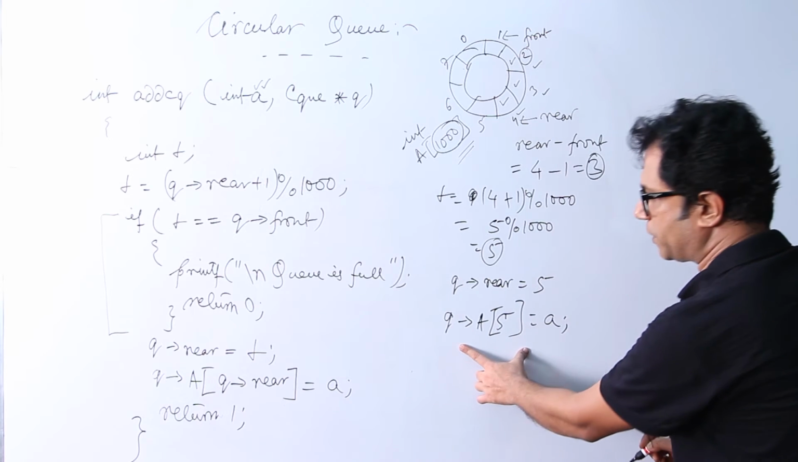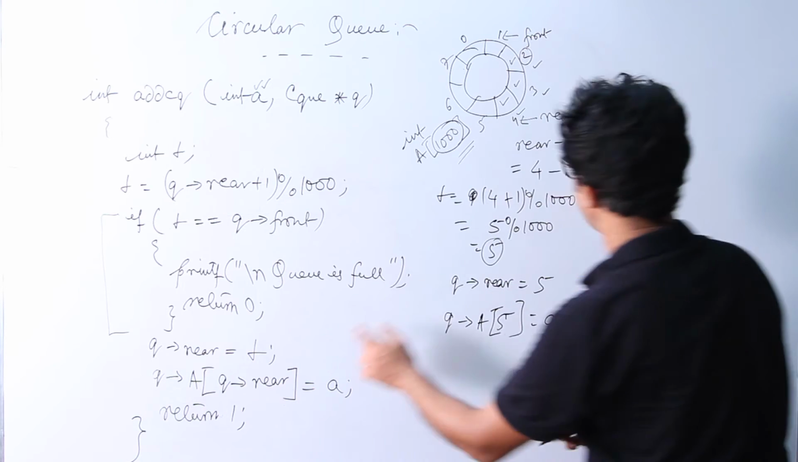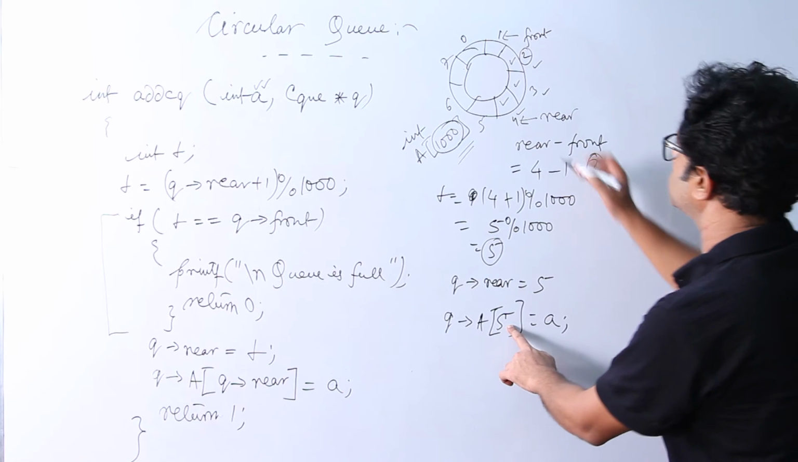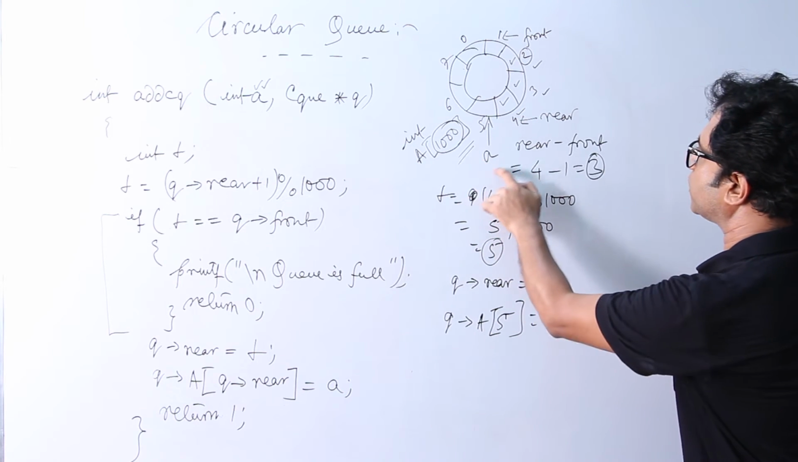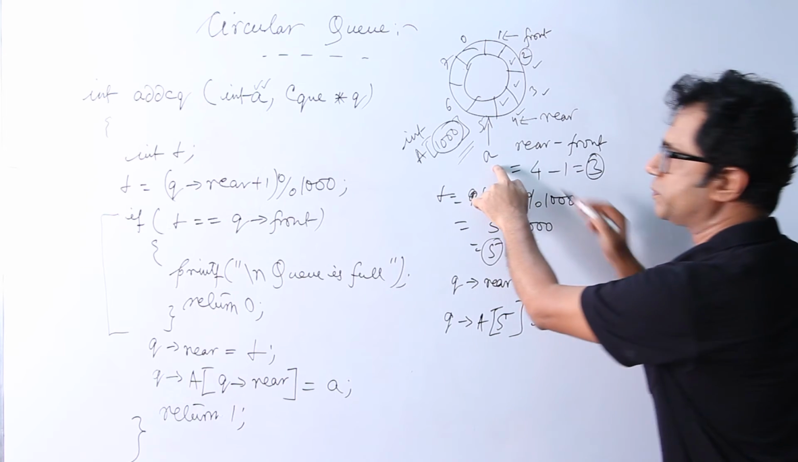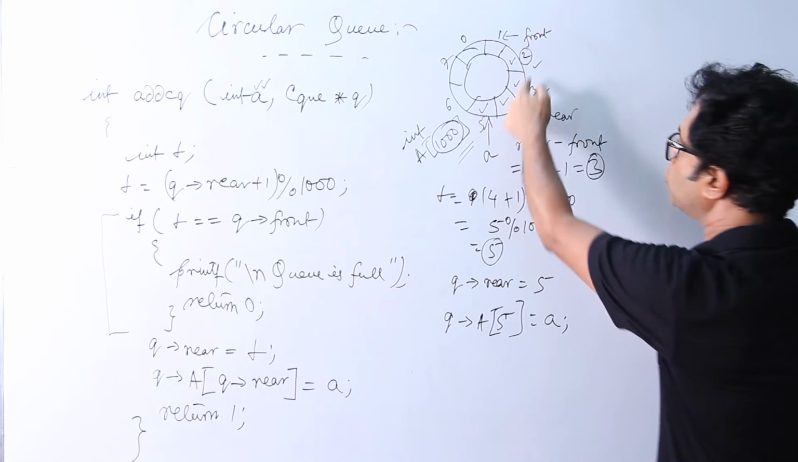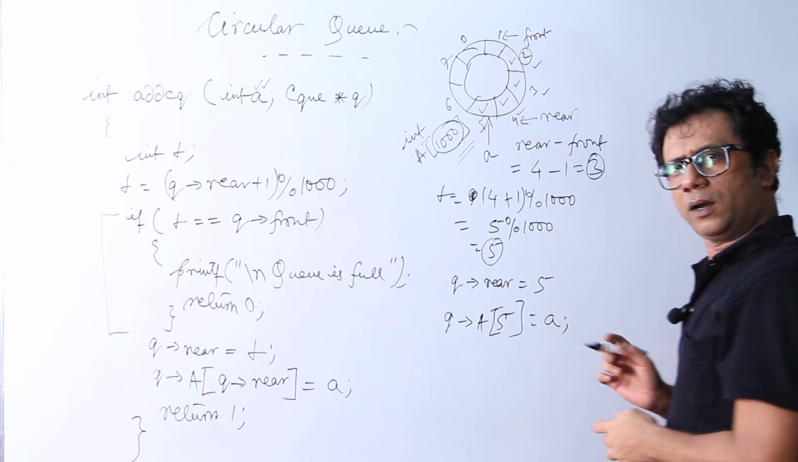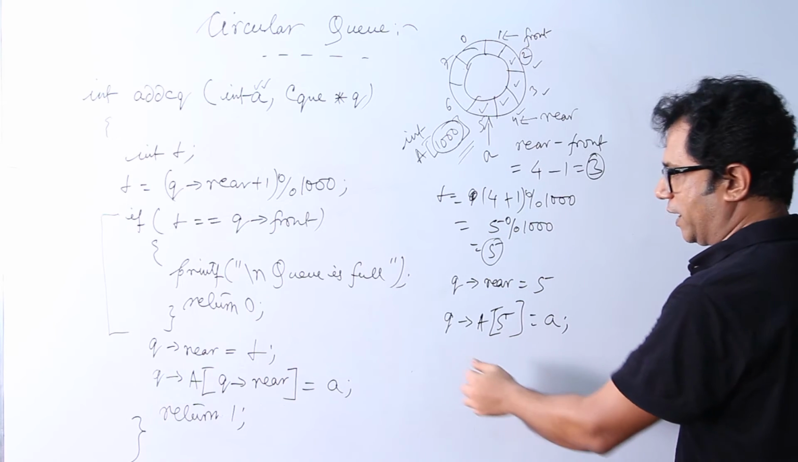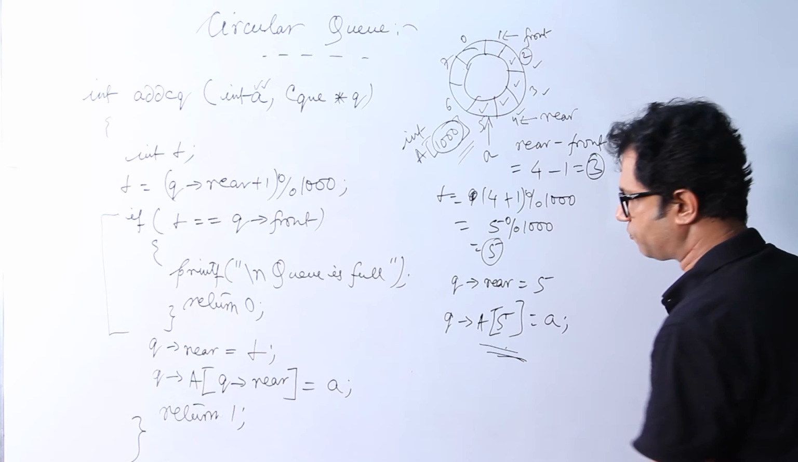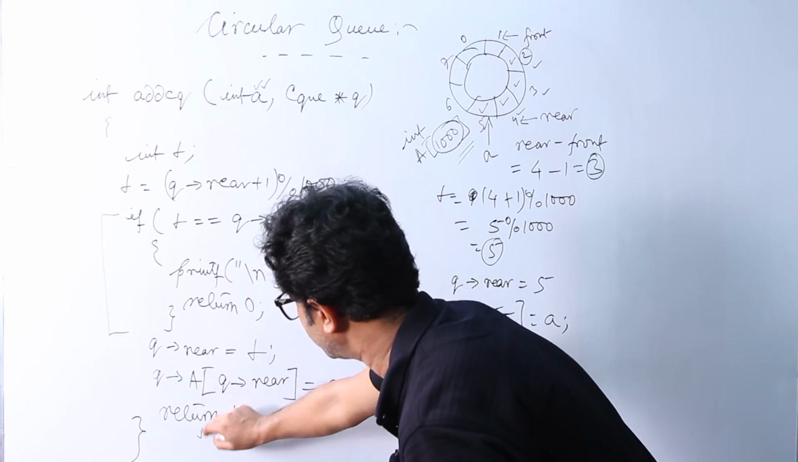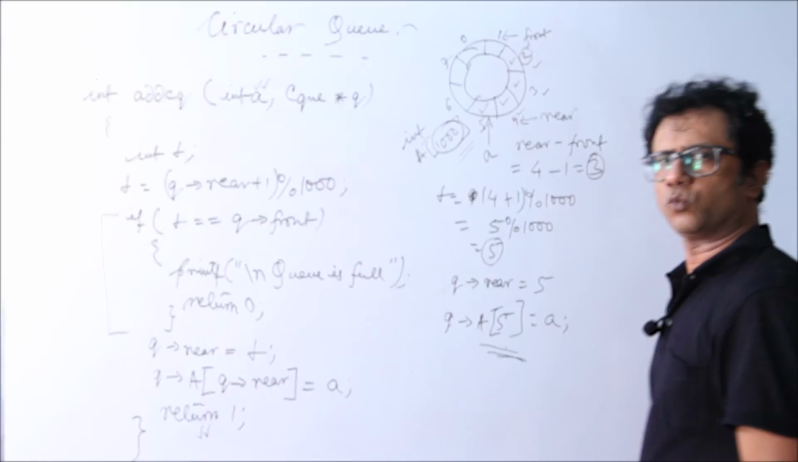So this is the assignment operation which we have performed in this line, and this 5 position is this one. Whatever is to be added to the rear end of the queue, that is the element a, is added in this position, and the queue becomes larger by 1 length. So we have performed our addition operation in the rightful manner. After that we have returned 1 to indicate that the operation was successful.